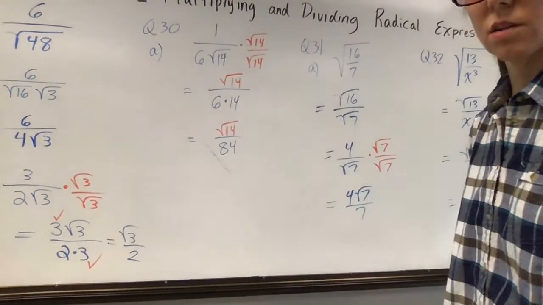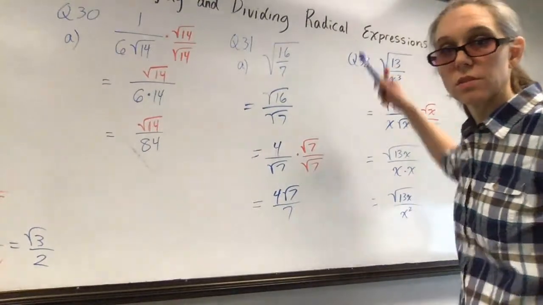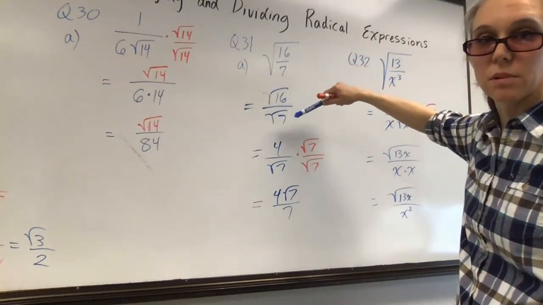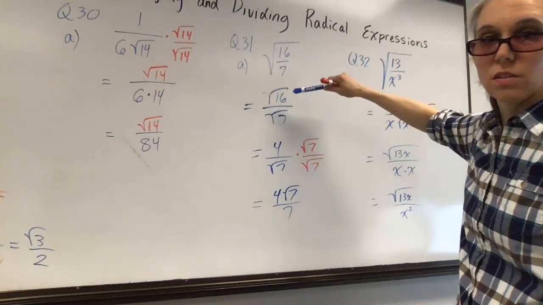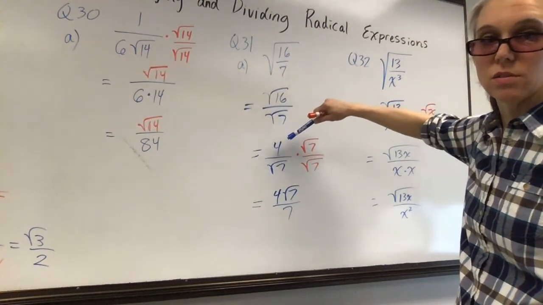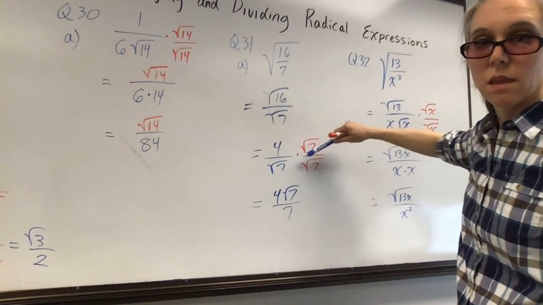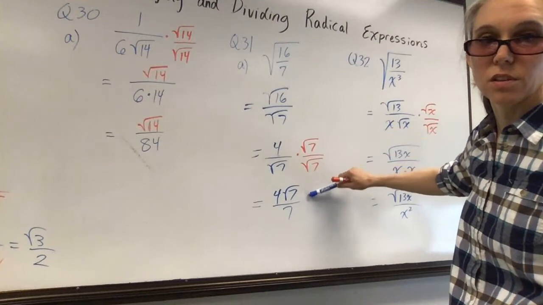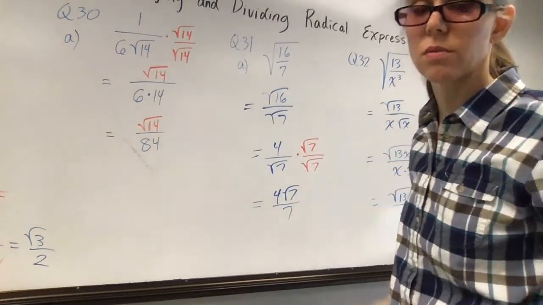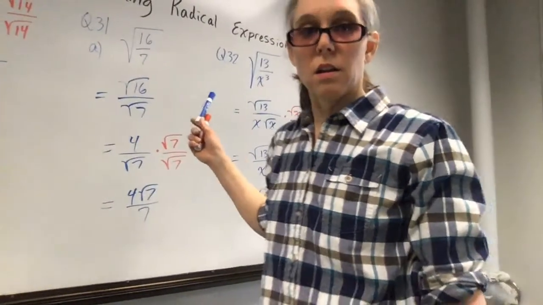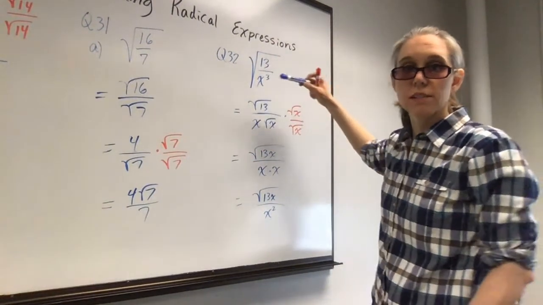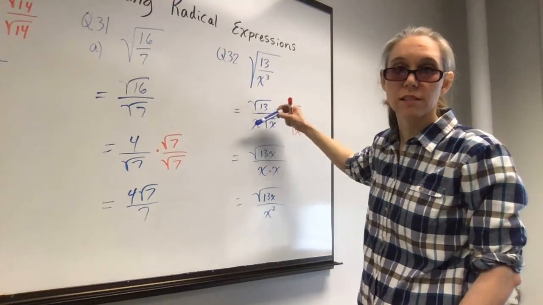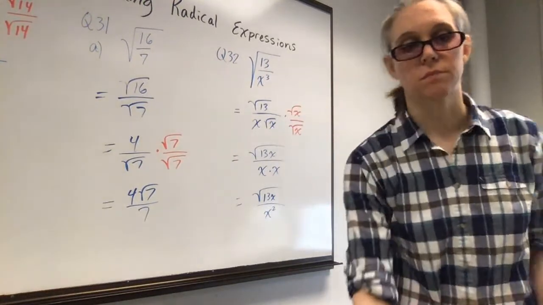Okay, question number 31. First, I split root 16 over 7 into the square root of 16 divided by the square root of 7. Square root of 16 simplifies into 4 over root 7. Then I multiplied by root 7 over root 7, giving me 4 root 7 over 7, so that one was pretty straightforward. Number 32, I simplified the square root of x cubed into x times root x.